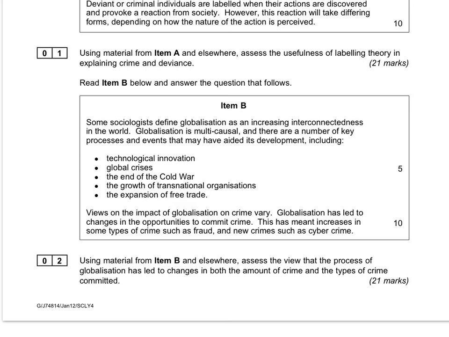Like, because of globalisation, are we more aware of particular issues, maybe around the environment possibly? Are we more likely to prevent them through global action? That's something you might want to think about.